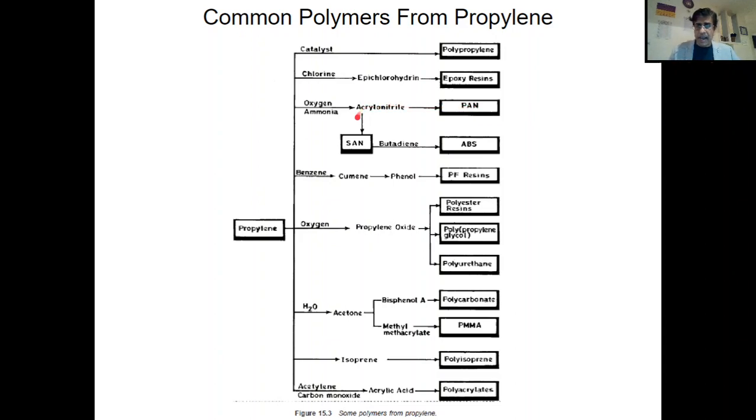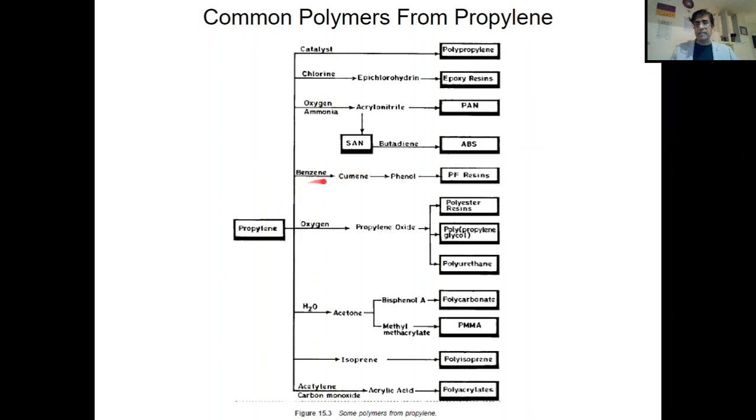Okay, and if acrylonitrile is reacted with styrene, you get styrene acrylonitrile, and then you react with butadiene, then you will get acrylonitrile butadiene styrene. A stands for acrylonitrile, B is for butadiene, S is styrene. So ABS rubber.